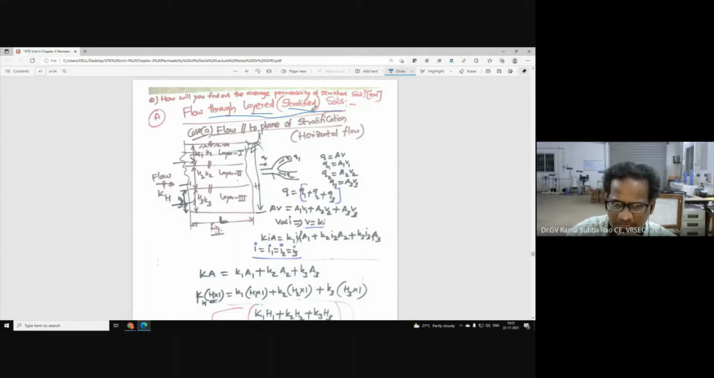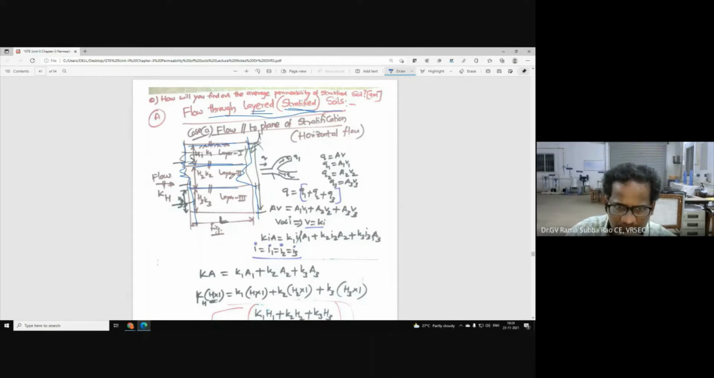But in reality, if you do ground exploration, many times we come across ground that consists of different layers of soils. Here you see, in this picture we have different layers. One is layer one, another layer is also there. Another word for layer is stratum. That's why it is called layered or stratified soil.